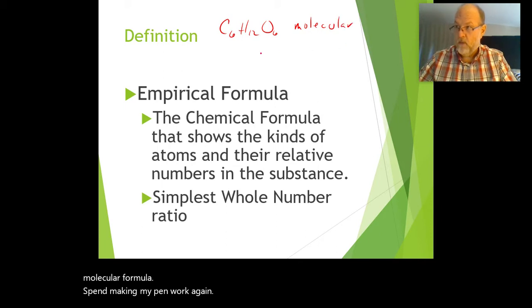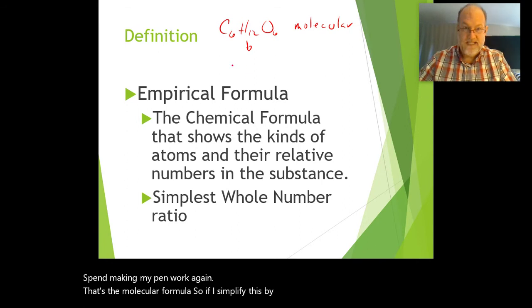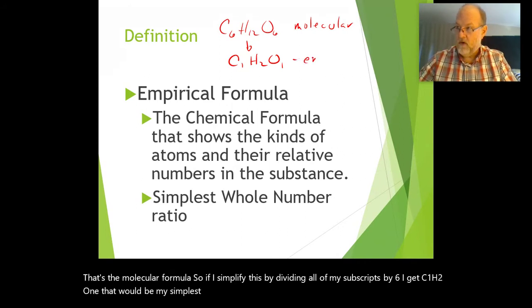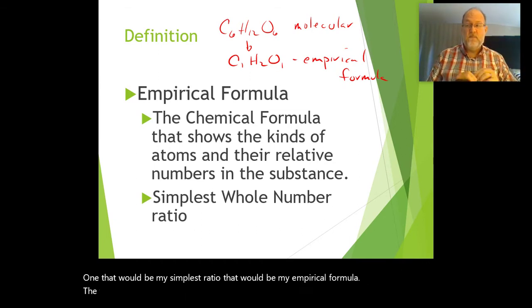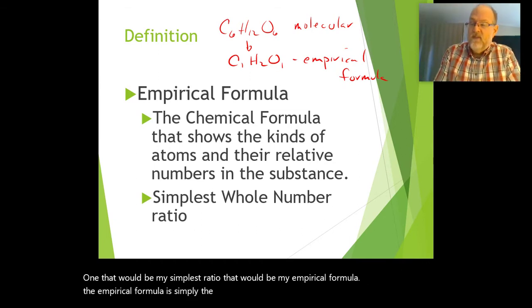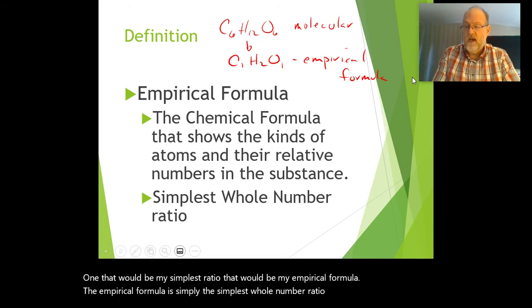That's the molecular formula. So if I simplify this by dividing all of my subscripts by 6, I get C1H2O1. That would be my simplest ratio. That would be my empirical formula. The empirical formula is simply the simplest whole number ratio, the simplest ratio of the compound.